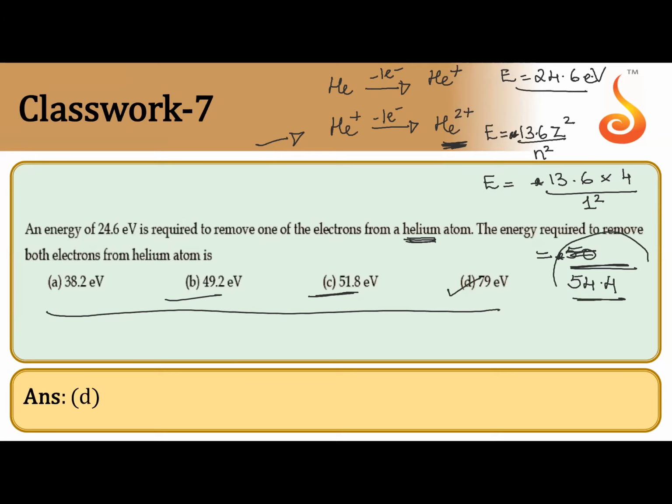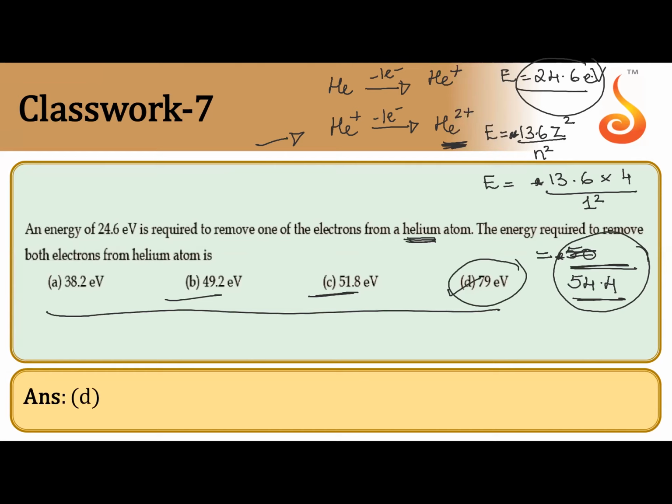Because to this value, I should also add this. They're saying how much energy it requires to remove both electrons. 54.4 is the energy required to remove the second electron. 24.6 is to remove the first electron. To remove both, meaning you need to add it. So I know it's going to be more than that 50 value. So I know it's going to be 79.